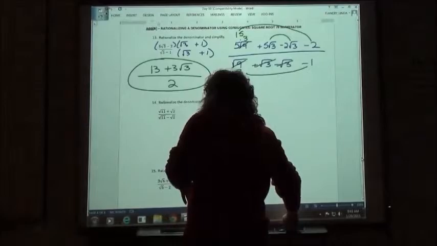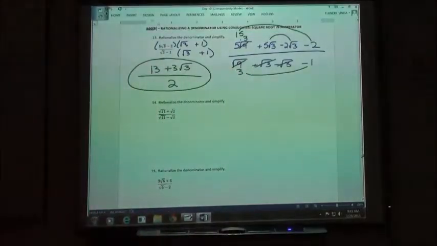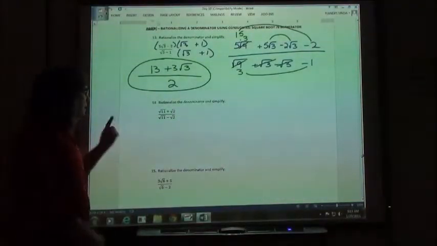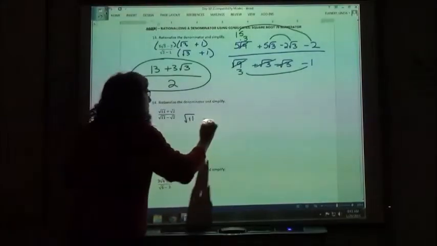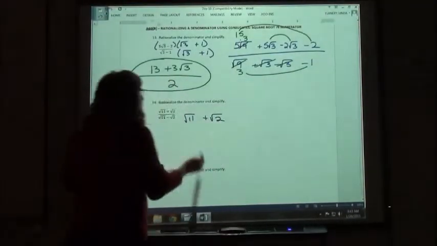So looking at number 14, I want to rationalize the denominator. What should I multiply both the top and the bottom by? Square root of 11 plus the square root of 2, exactly.